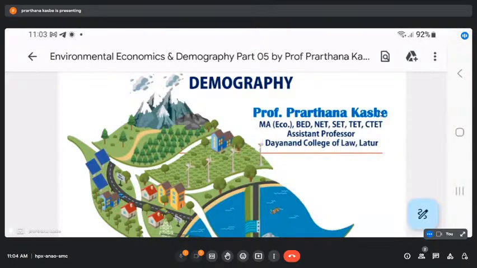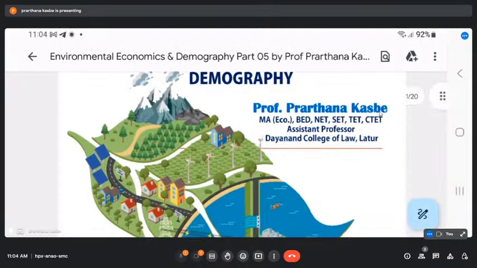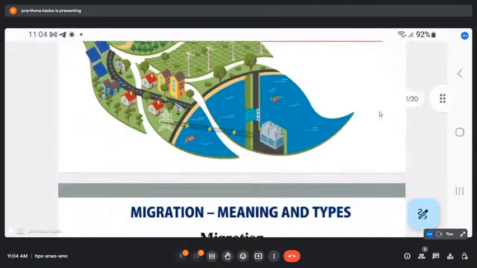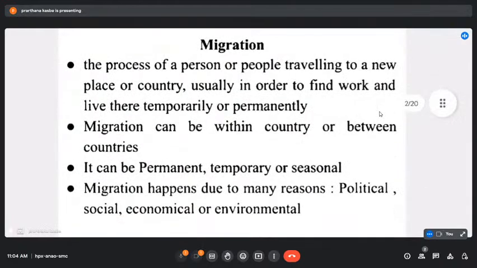Today we will discuss part 5, environmental economics and demography. In the last four parts we have discussed environmental economics. What is demography? The concept of demography. In the last lecture we discussed the concept and measurement of fertility, morbidity, and mortality, and also the age structure. Today we will discuss the demographic dividend, life table, and migration. Firstly, we will discuss migration.